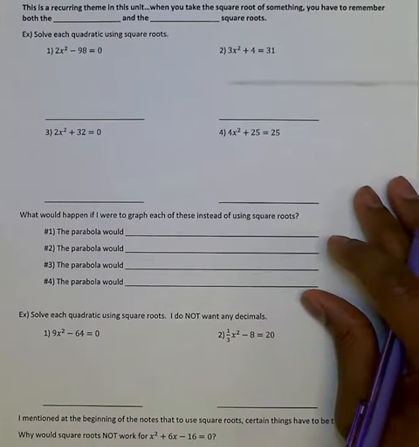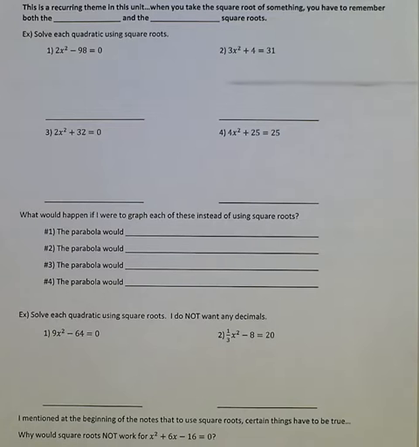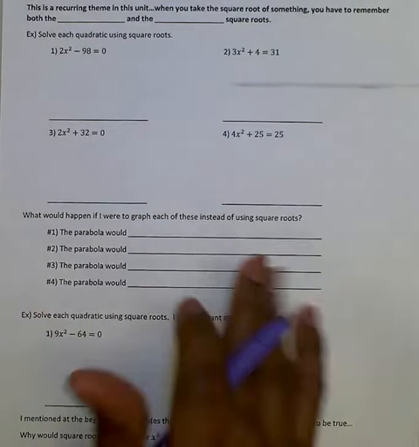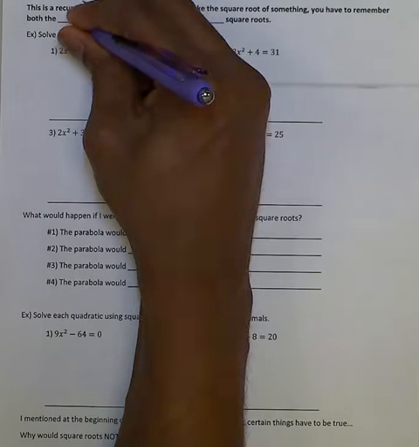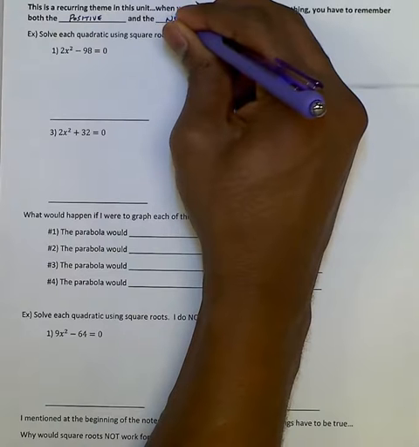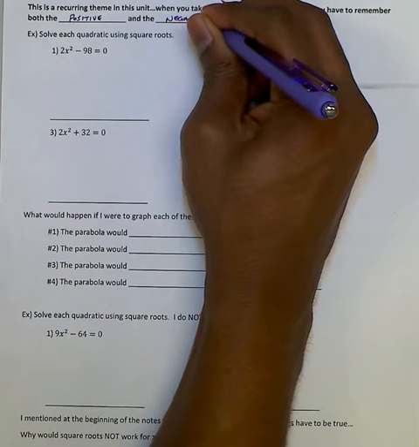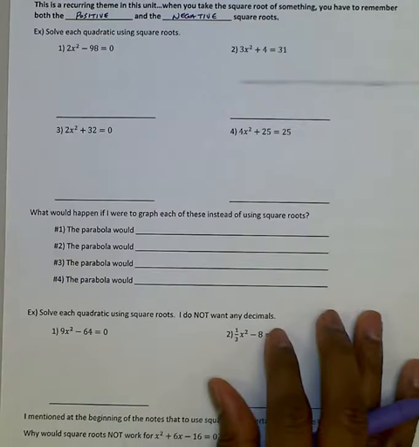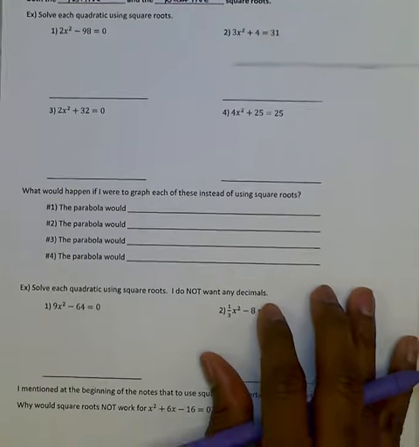This is a recurring theme in this unit. When you take the square root of something, you have to remember both the positive and the negative root. So let's look at some more problems here.